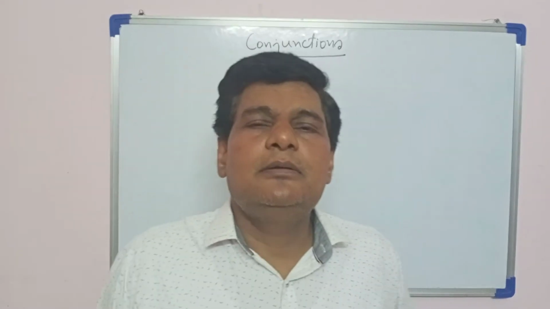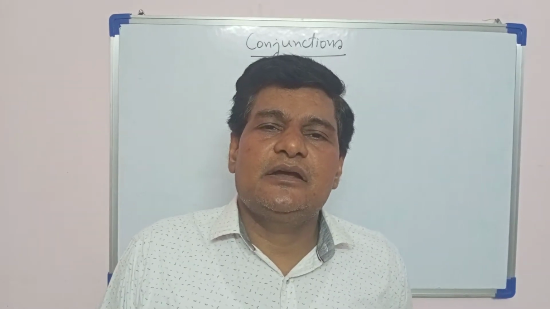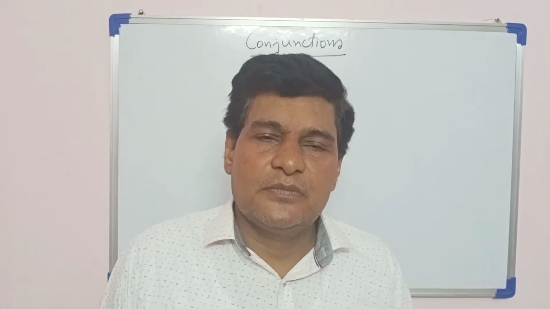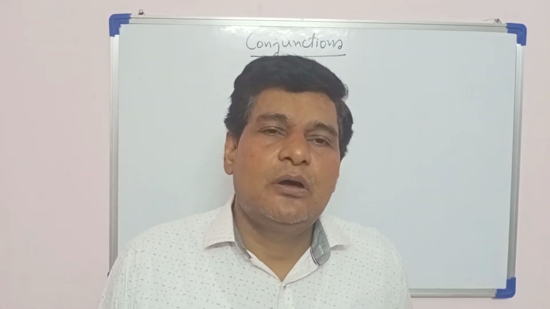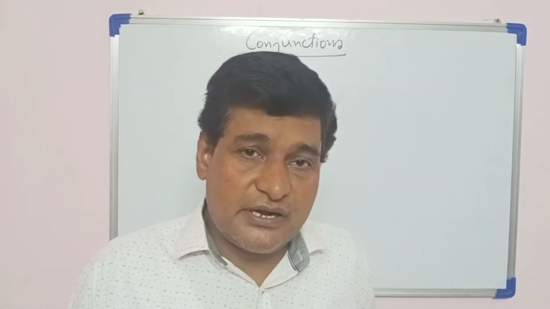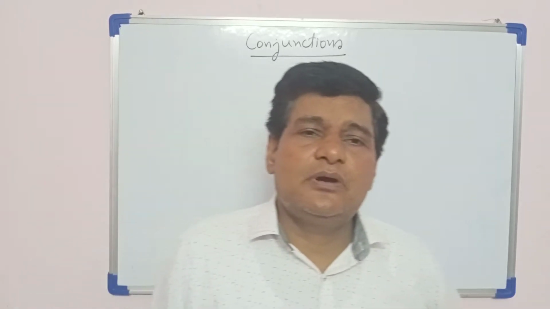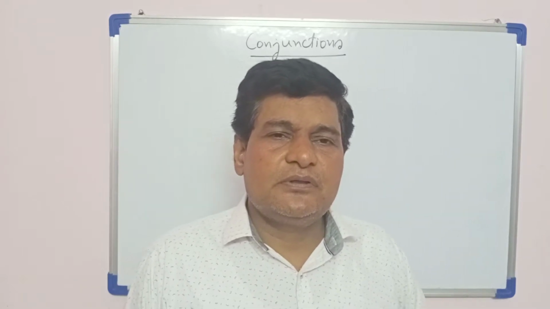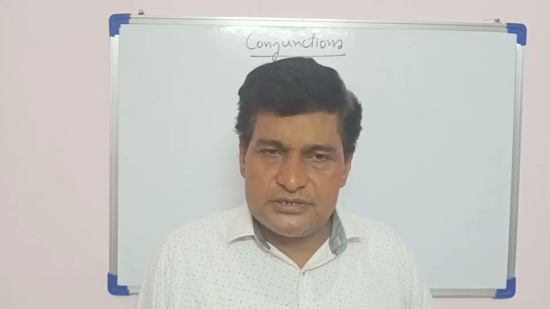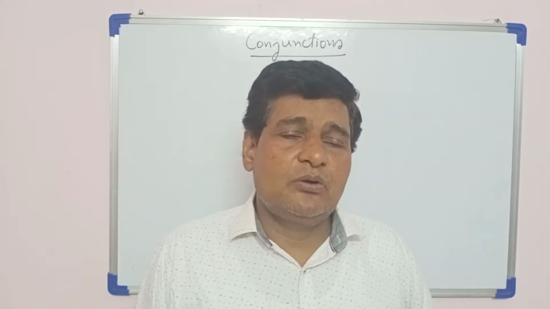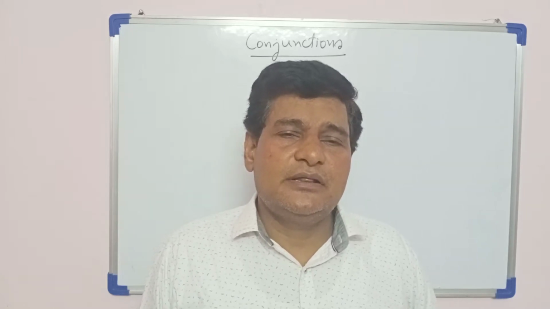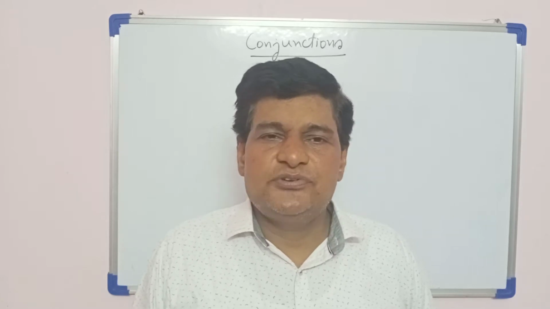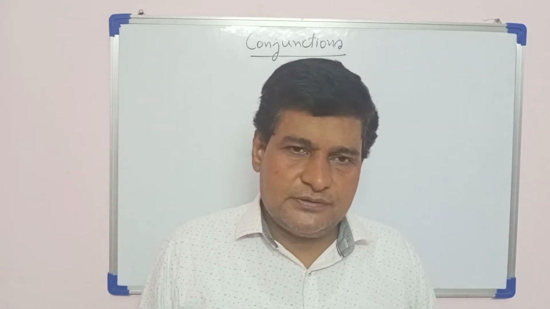I welcome you all. Currently, we are understanding conjunctions. In the last class, we understood what conjunctions are and what their different categories are. We understood about coordinating conjunctions and the four types of coordinating conjunctions. Today we are going to understand another important category of conjunctions, which is called subordinating conjunctions.